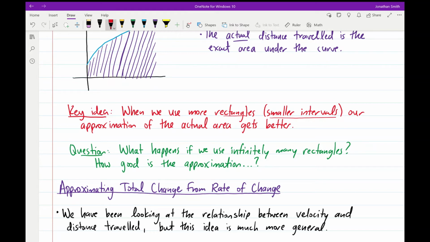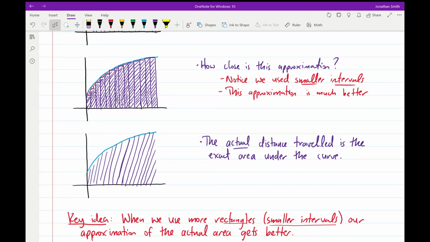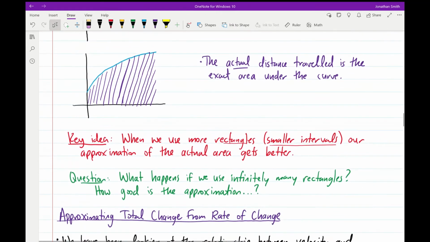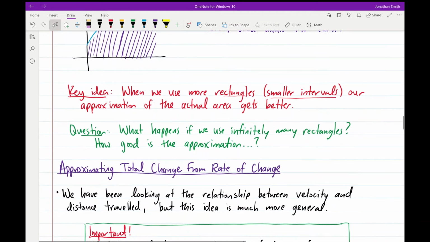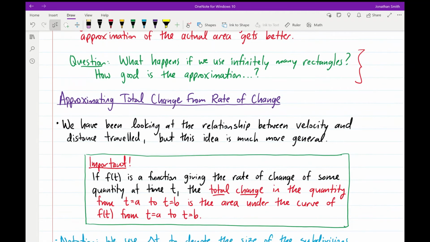And a natural question for us to ask is, well, what happens if we use infinitely many rectangles? So in this second picture, I used a bunch of rectangles, but what if we used infinitely many instead? How good would the approximation be? And really, this green question right here leads to the definition of the integral that we'll get to in just a couple of sections.